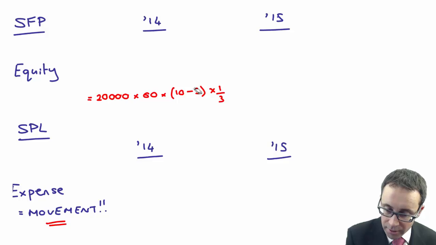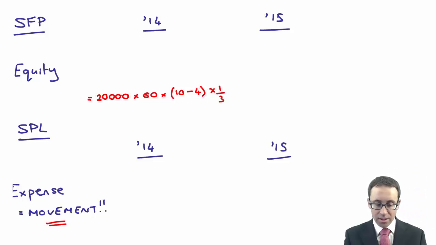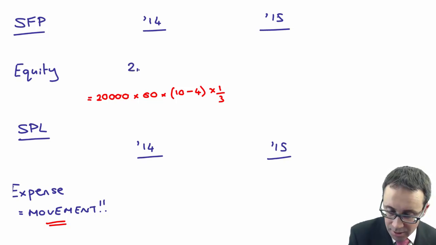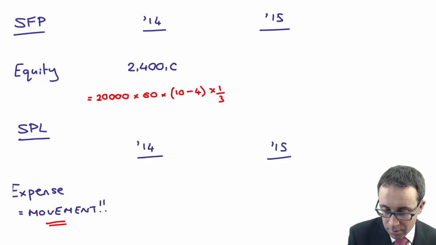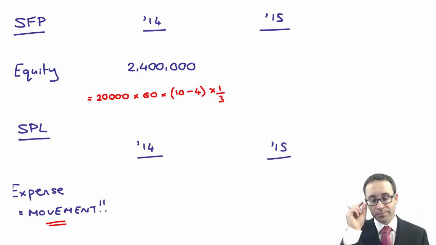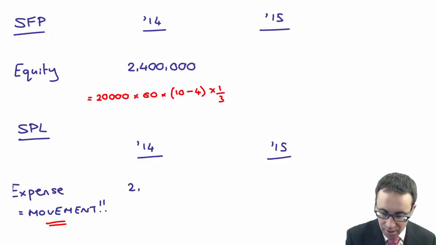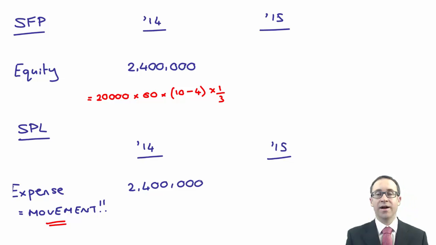So let's just go through there and make sure that we don't make any daft mistakes. We have 20,000 multiplied by 60. 10 less 4 is 6, so multiply by 6. Divide that by 3. Gives me equity of 2.4 million. Again, in the first year of the scheme, the movement isn't too exciting because that is exactly the same as the value of the equity. Okay, because we've gone from 0 to 2.4 million.